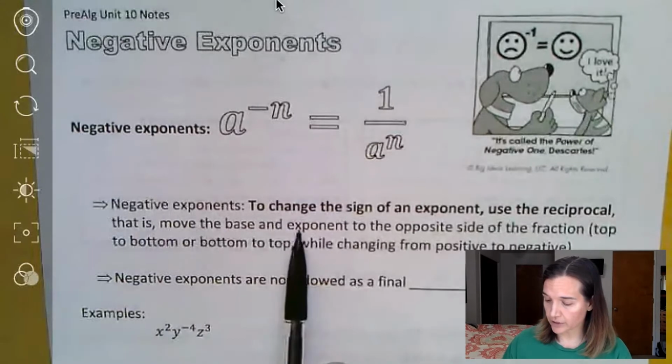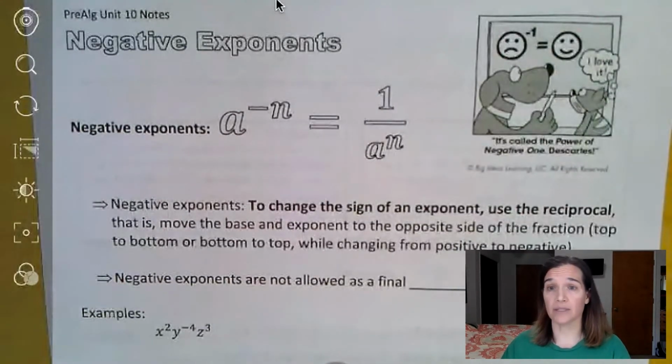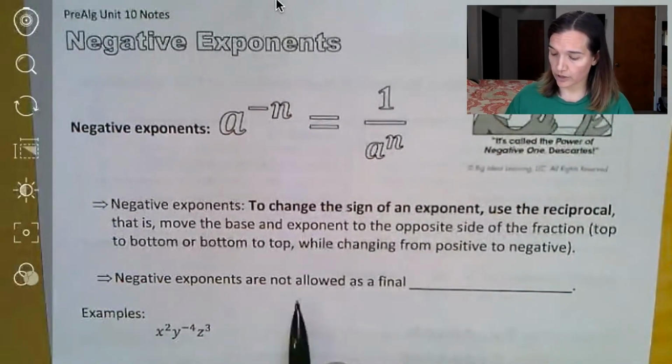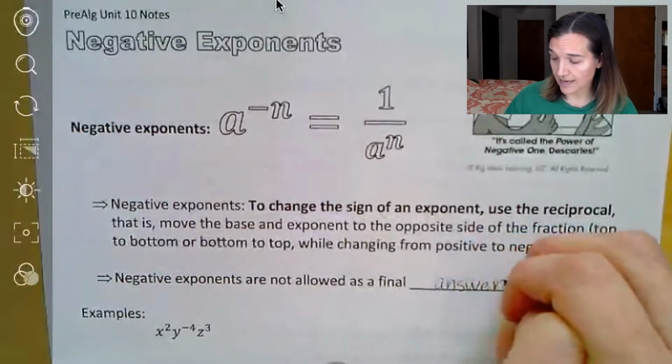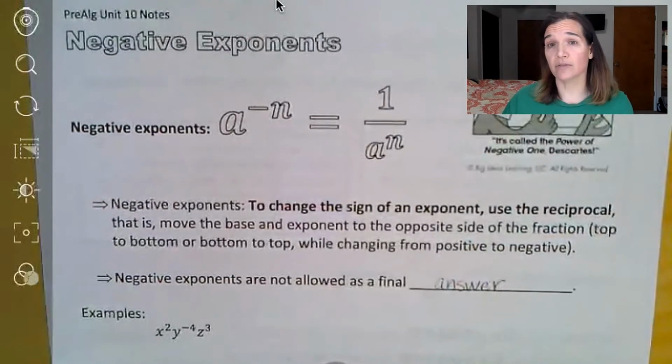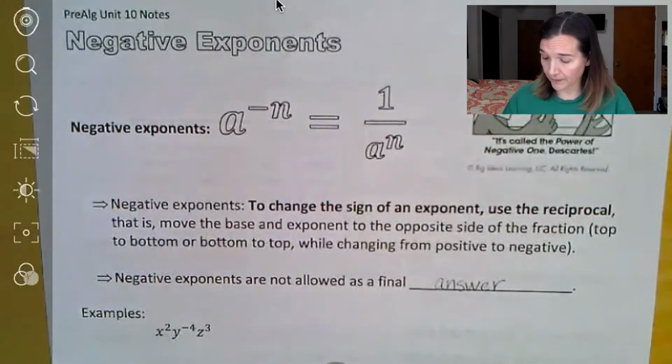Negative exponents. To change the sign of an exponent, use the reciprocal. That is, move the base and the exponent to the opposite side of the fraction, top to bottom, bottom to top, while changing from positive to negative for the exponent. And negative exponents are not allowed as a final answer. Unless they ask you to, you always have to have positive exponents in your answer, which means you might be moving where some of your bases and exponents are in your answer from numerator to denominator or opposite.